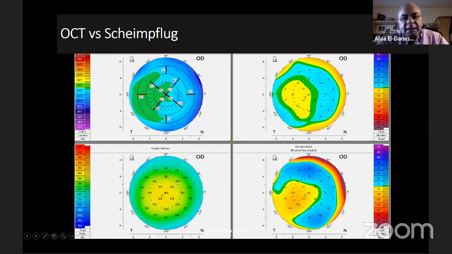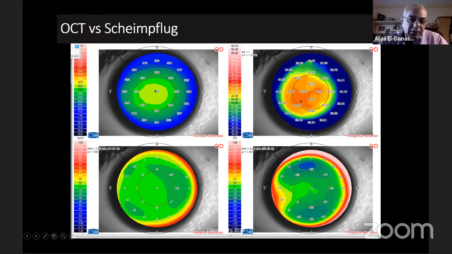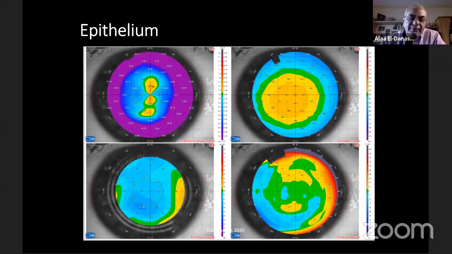Now, the epithelial map: there have been a lot of talks, presentations and publications on the epithelium over the last 10 years or so. Now, with the MS39, you have very good, very elegant epithelial maps. Is it really very important? I would say looking at the epithelial map is very important, but it's not alone. You cannot use the epithelium alone to diagnose a keratoconus. It gives you a lot of added value.